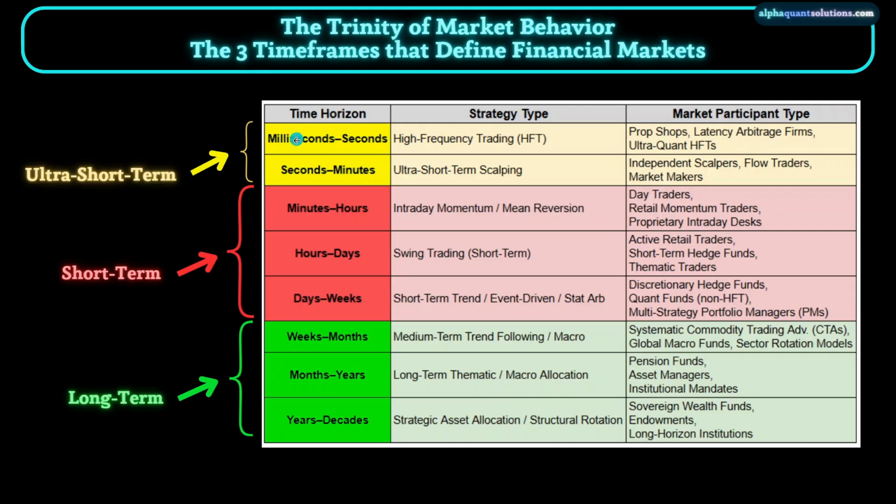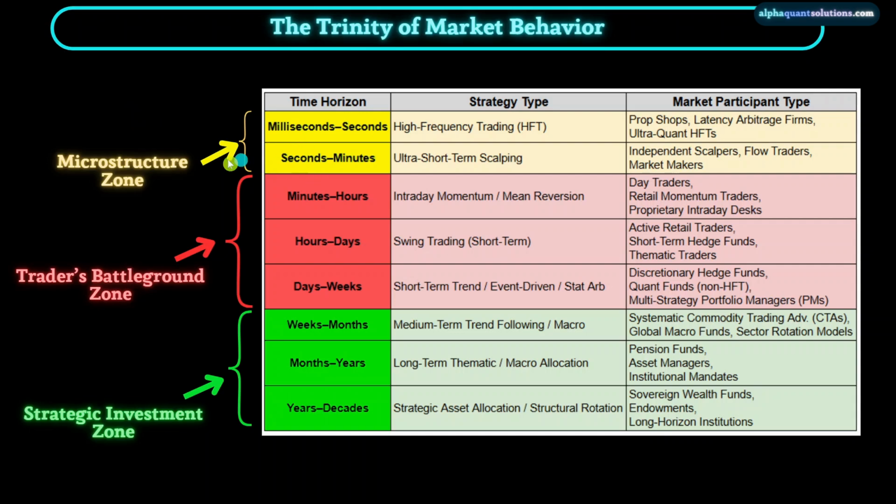So if the time horizon is between milliseconds and minutes, then we call those strategies ultra short term. If their time horizon goes from minutes to weeks, then we call them short term strategies. And finally, from weeks to decades, this is part of the long term trading or investment strategies. Now, in the first category, which we call here also the microstructure zone, then we will find strategies that are familiar. I guess you would expect indeed high frequency trading and ultra short term scalping.